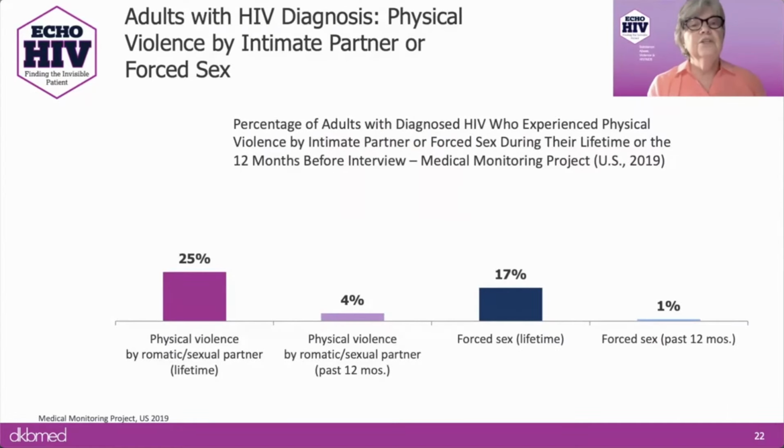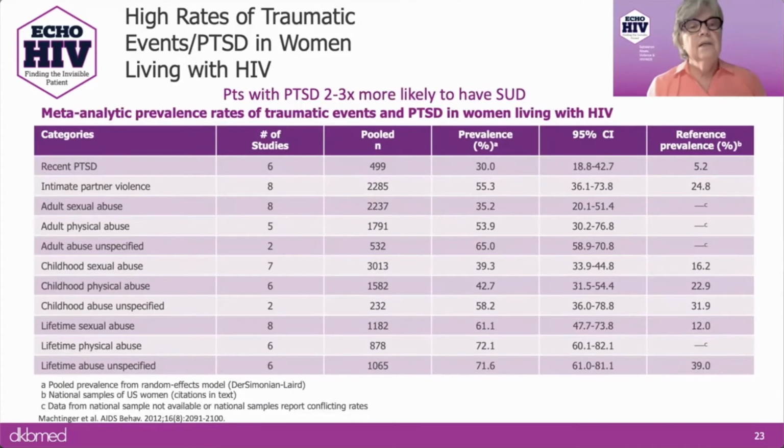This is looking specifically at physical violence and sexual violence among adults with HIV. You can see that lifetime physical violence by an intimate partner is experienced by about 25% of adults with HIV, and 17% have had forced sex in their lifetime. This is also from the meta-analysis looking at the high rates of traumatic events, including PTSD, in women living with HIV.